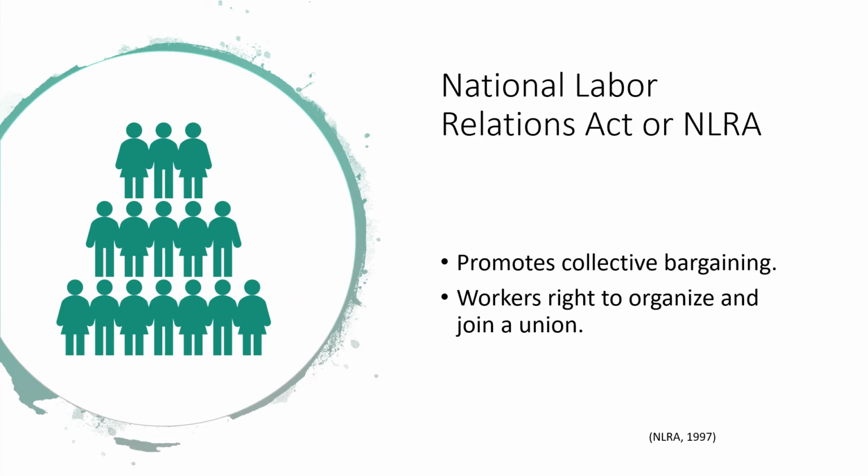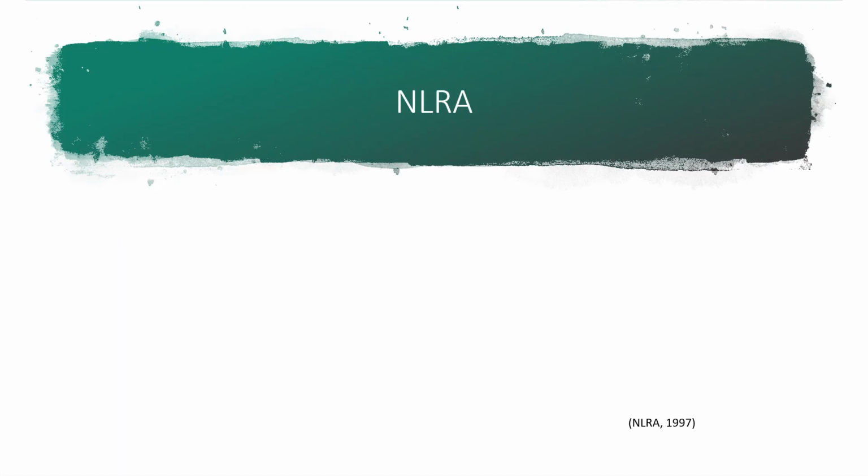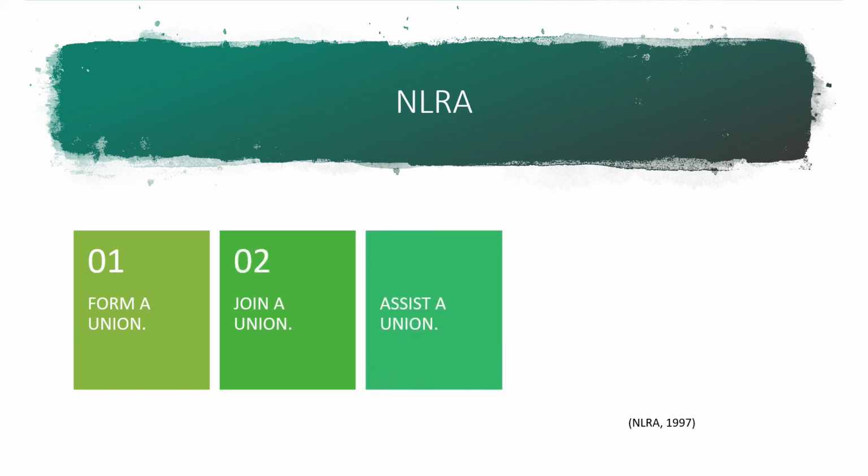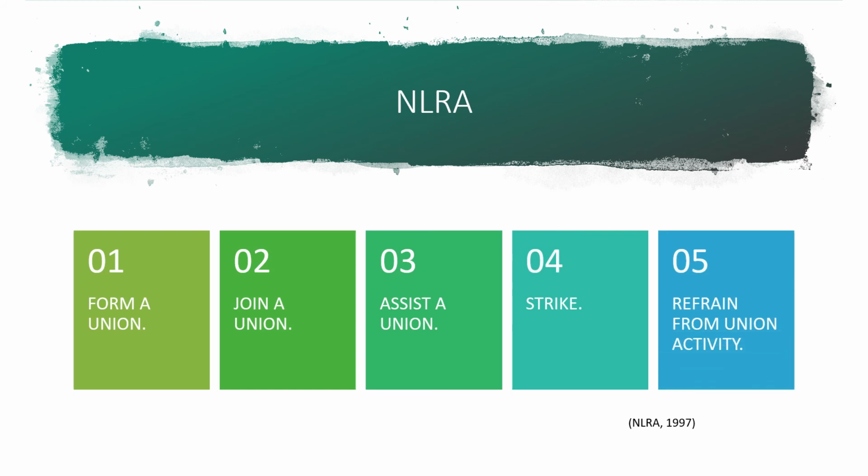The National Labor Relations Act, or NLRA, promotes collective bargaining between labor and management and ensures workers the rights to organize and join a union. Under the NLRA, Section 7, employees have the right to form a union among coworkers, join a union, assist a union to organize, go out on strike for better working conditions, and refrain from union activity.